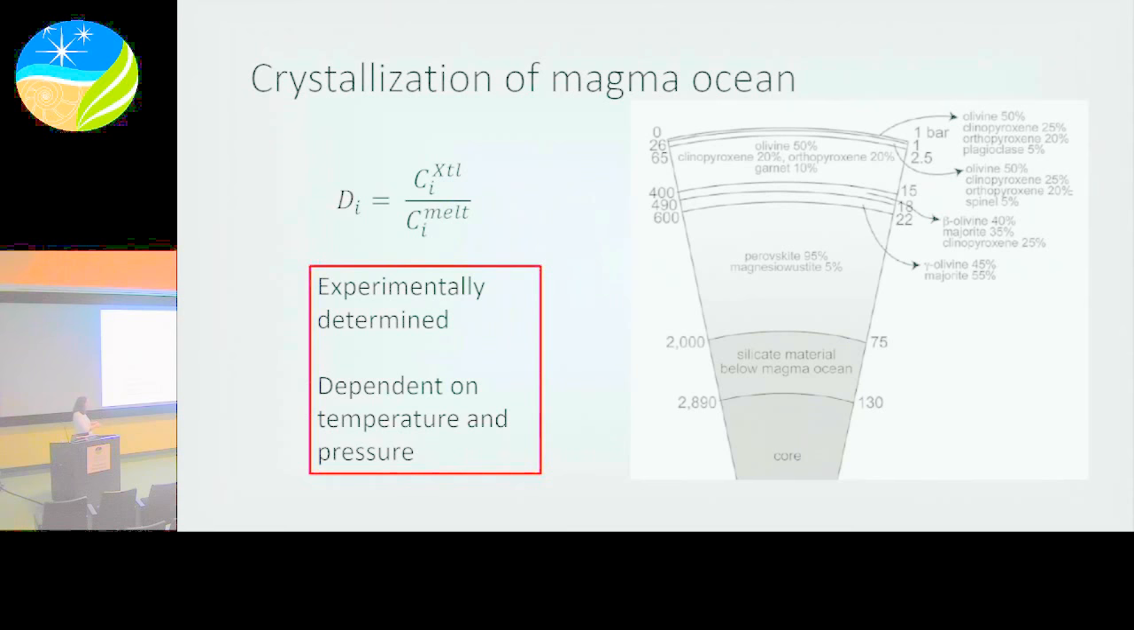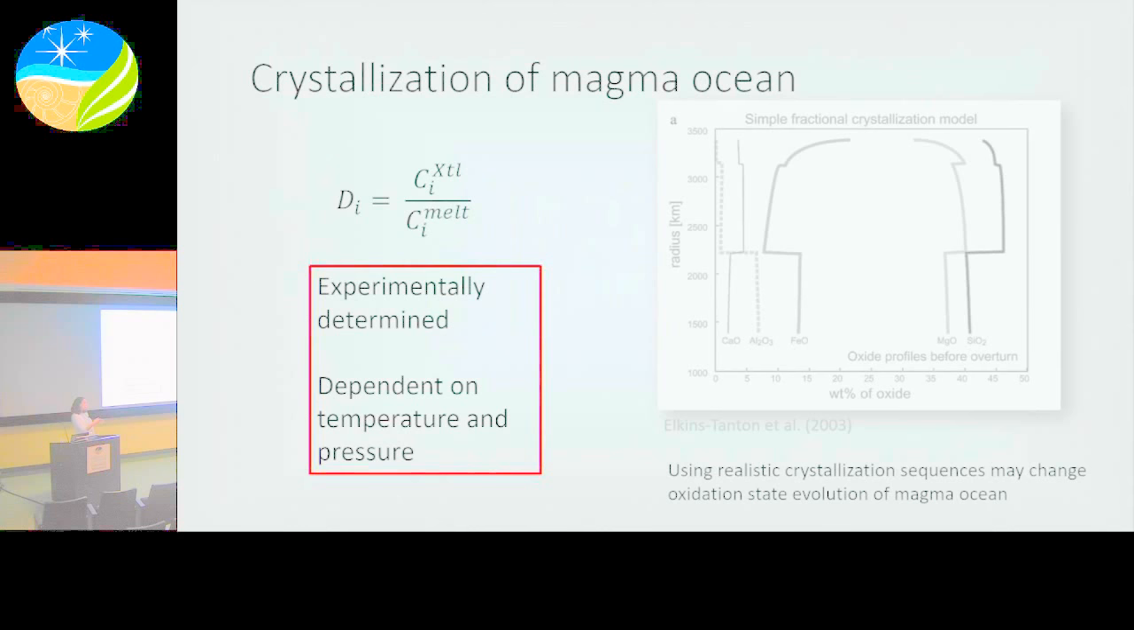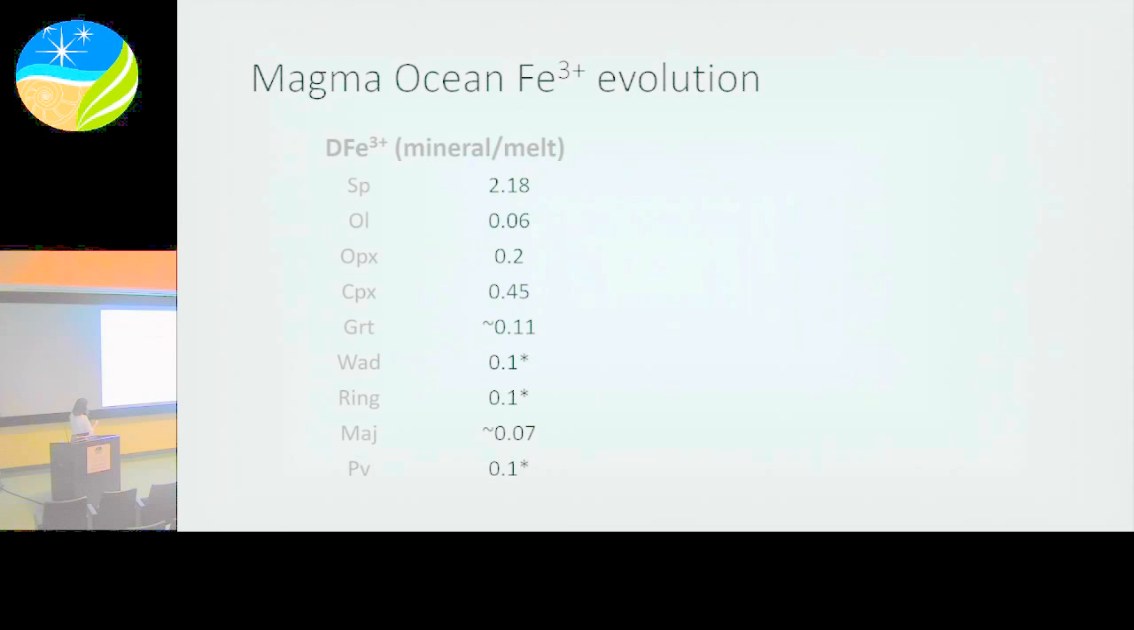And what she's shown with her fractional crystallization models for the magma ocean is that as you crystallize the mantle, this is the composition of the residual silicate liquid. You can see that the iron oxide abundance is increasing towards the top of the mantle. So we get more iron oxide relative to magnesium oxide and silicon dioxide in the upper reaches of the magma ocean. And what I've done is taken this model and then added in the ferric oxide component and looked at the partitioning of that.